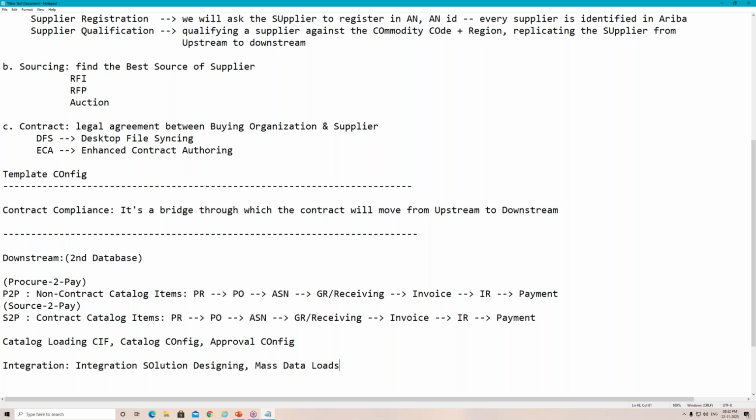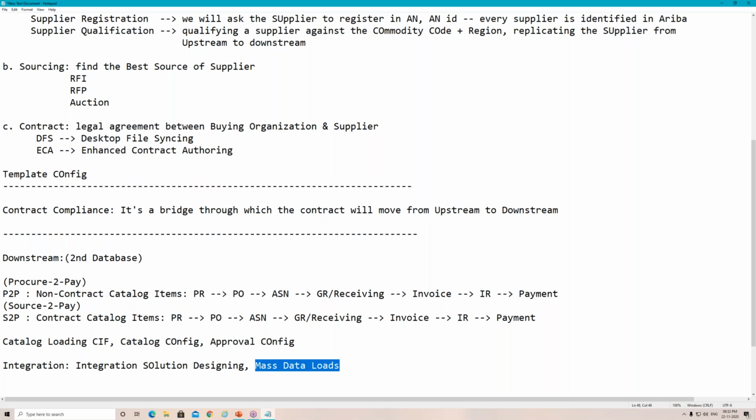So if the data is not present within your ERP, how are you going to integrate or replicate this data into Ariba? Of course you can't. So how can you load that purchasing unit into your Ariba system? With the help of mass data load.